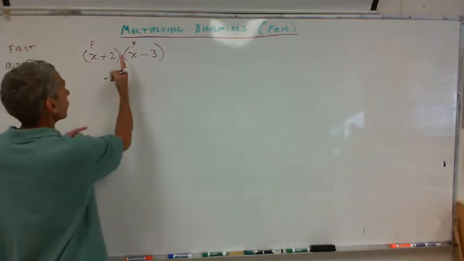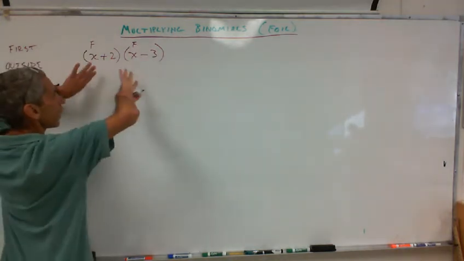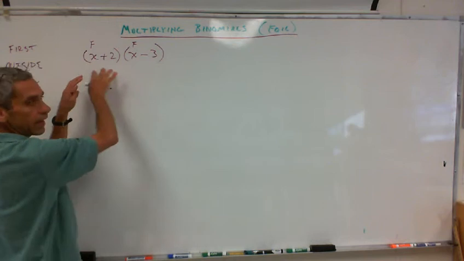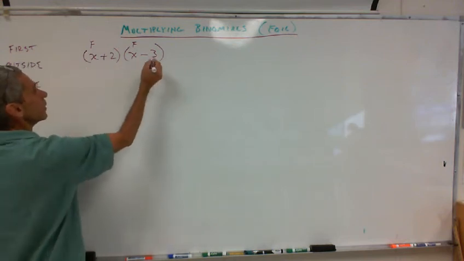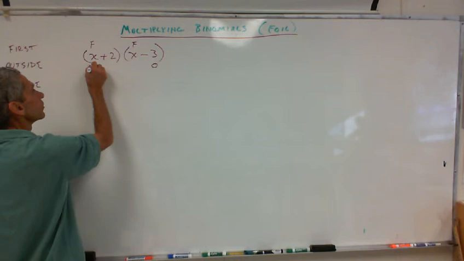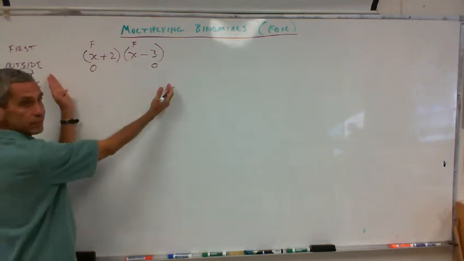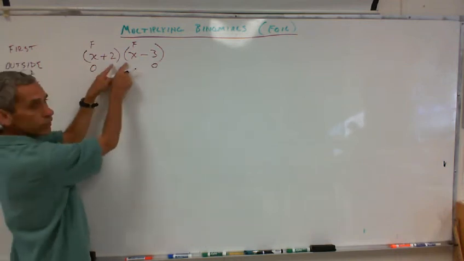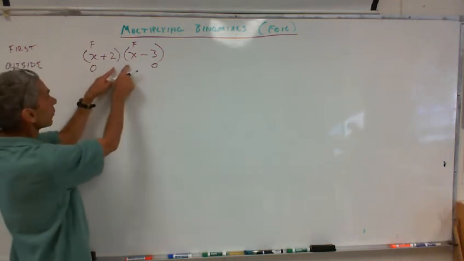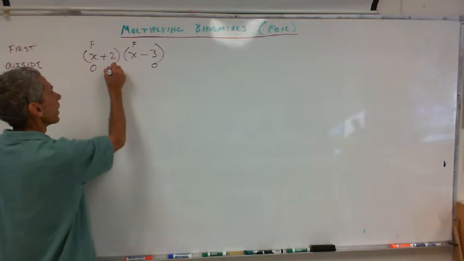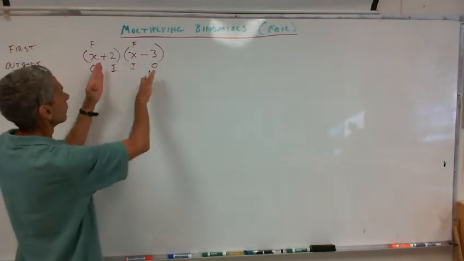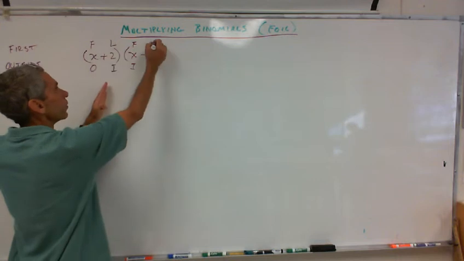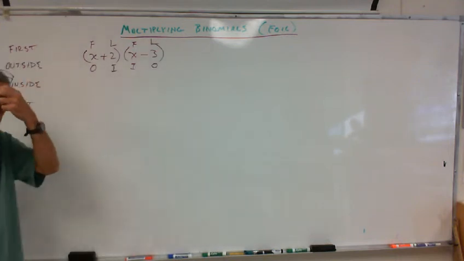Right? So first and first. Outside, think of this as like a house. The two outside windows are x and -3. So this is outside, this is outside. Like a house, the insides are the two right near the inner wall. So that's going to be inside, inside, and your last of each binomial. This is your last number of that binomial. This is your last number of that binomial.